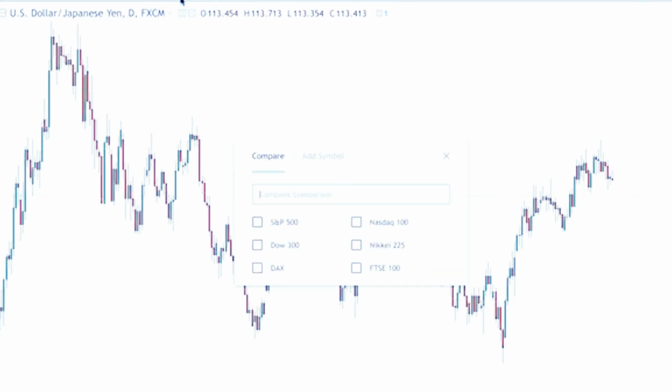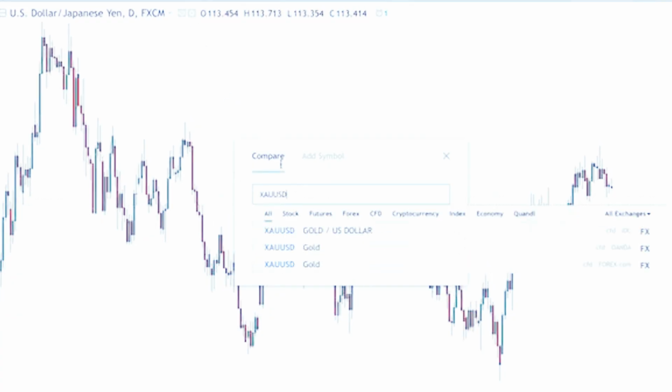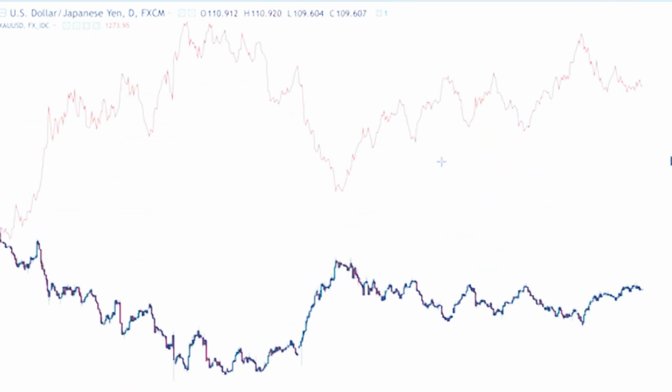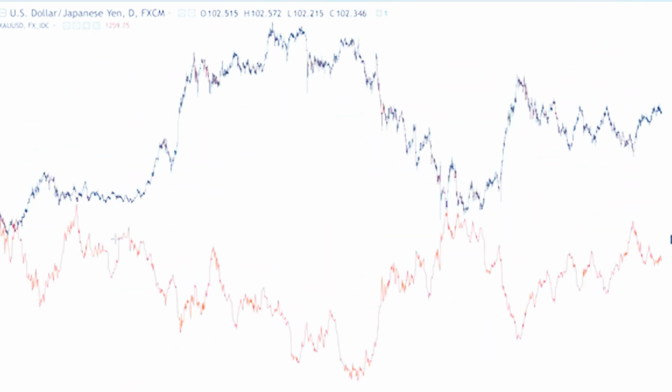We just go to compare, and then here you can type in gold or whatever. Let's just use the CFD symbol, doesn't matter. They're usually very closely linked. So you can see here, when we zoom out a bit, when the US dollar Japanese yen goes up, this gold chart usually goes down.